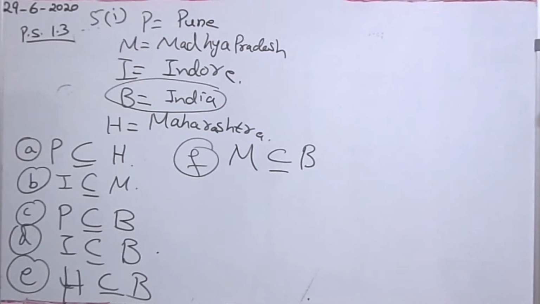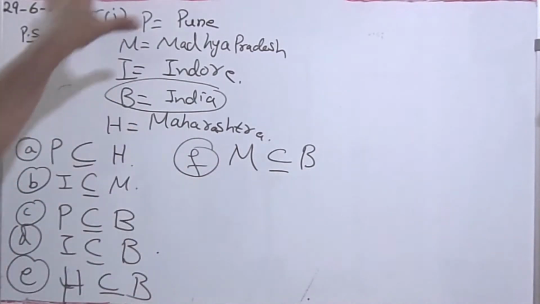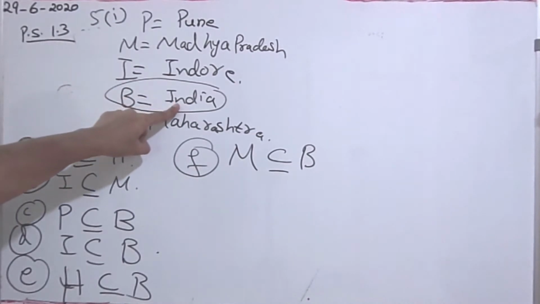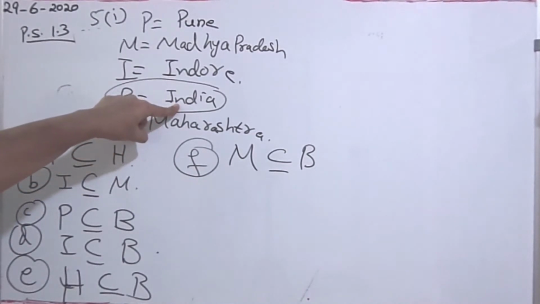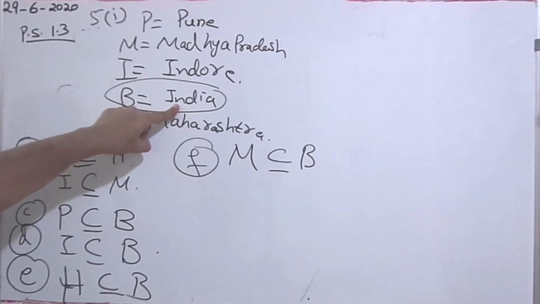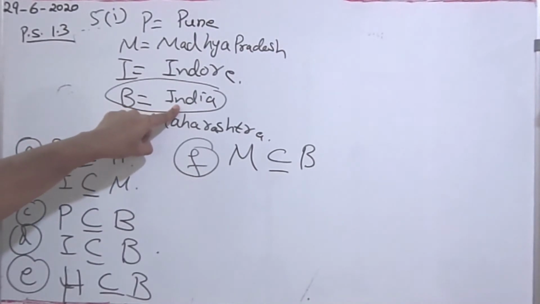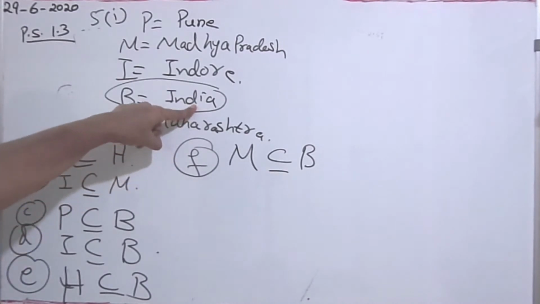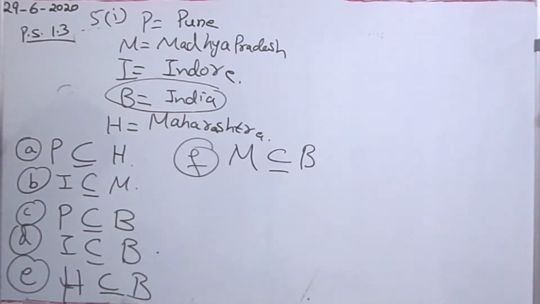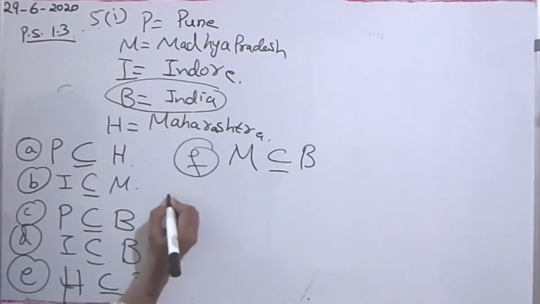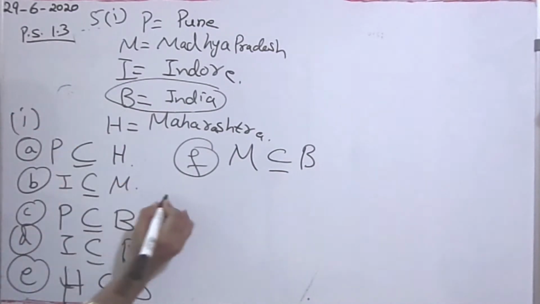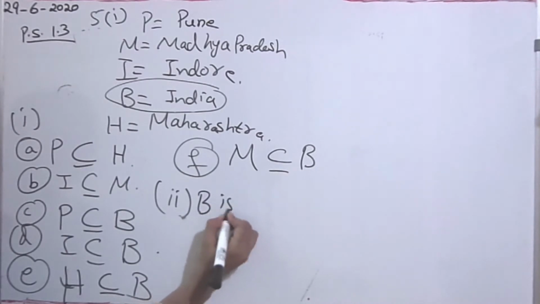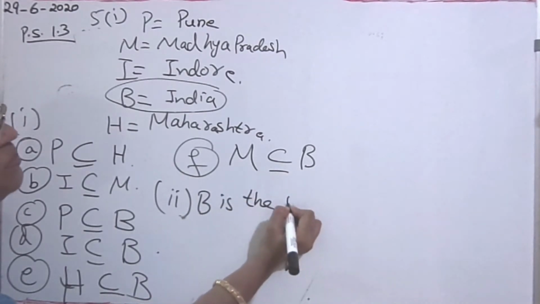So which is the biggest set from all of this? Everything is contained in the biggest set, India. So India is the universal set. They have asked us which set can be considered the universal set. The biggest set is called the universal set. All others are subsets of this universal set. This is the first question's answer. Second question's answer, you can say B is the universal set.